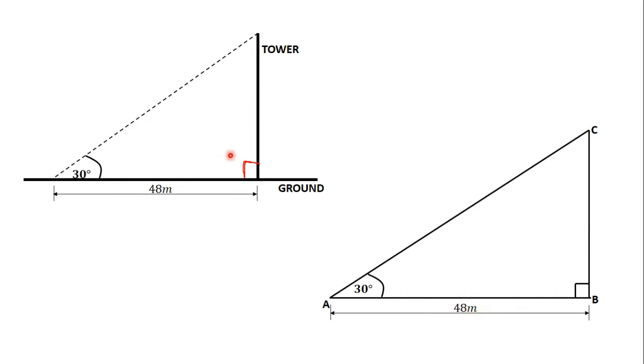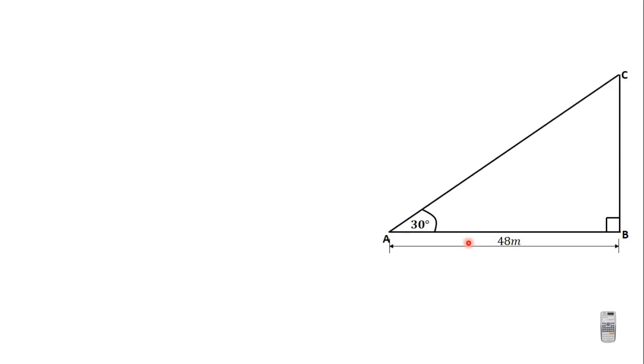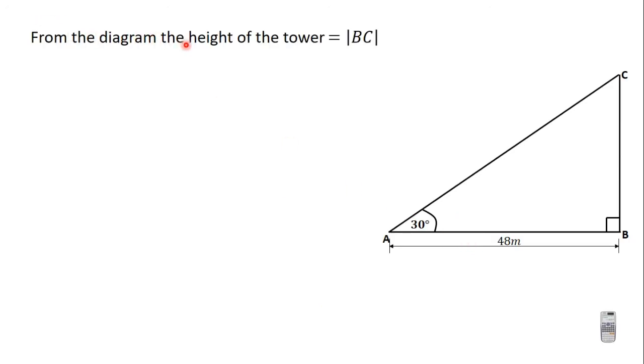The question says that we should find the height of the tower. Now from this diagram, you can see that the height of the tower is BC. BC will give us the height of the tower. So let's use this information to find BC. So we say that from the diagram, the height of the tower is equal to the length BC. Now look at something. We have this angle here to be 30 degrees. BC is opposite to 30 degrees and AB, which is 45 meters, is adjacent to 30 degrees. We have 30 degrees, we have 45 meters, so we can find BC.